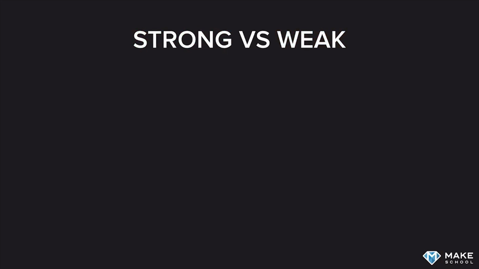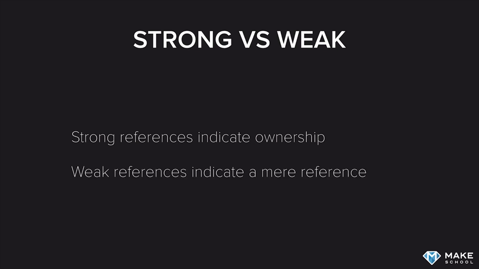Essentially, the difference is pretty simple and straightforward. Strong references indicate ownership. If you do not own an object, or you have not created that object, you most likely don't want to have a strong reference to it. If you just need to communicate with an object that already exists because it is owned by another part of your code, then you want to use a weak reference.